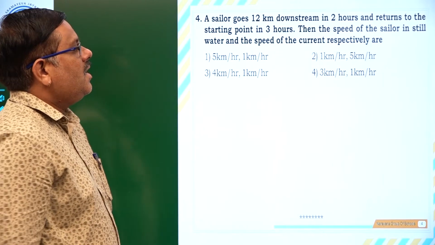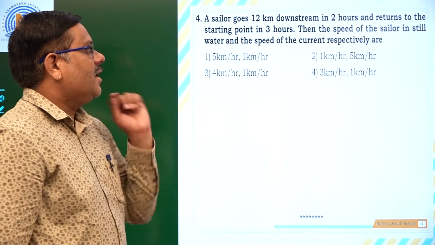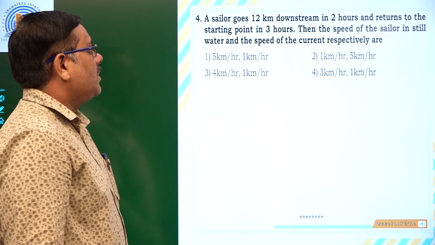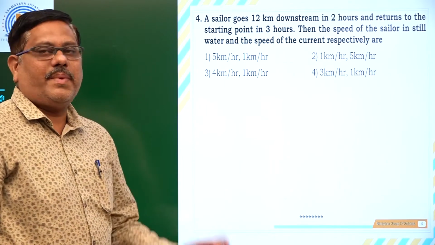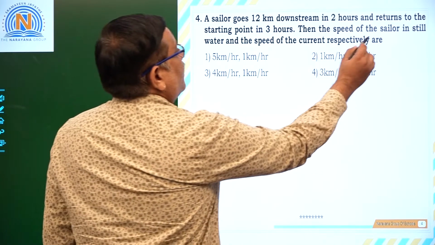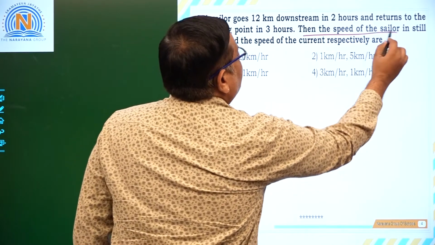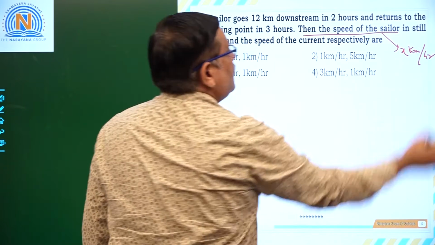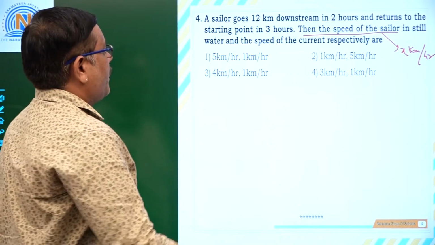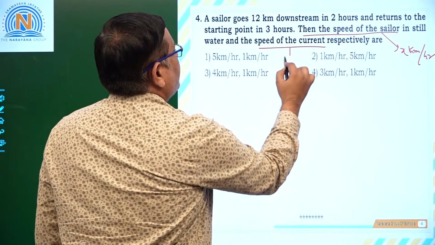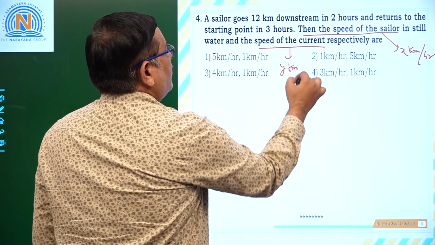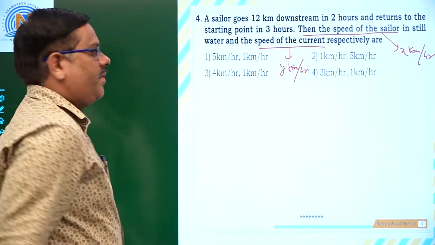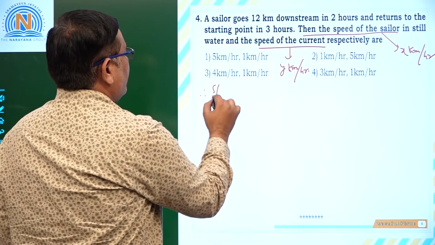A sailor goes 12 kilometers downstream in 2 hours and returns to the starting point in 3 hours. Then find the speed of the sailor in still water and speed of the current respectively. Let us take the speed of the sailor as x kilometers per hour. Now the speed of the current, let us take as y kilometers per hour.